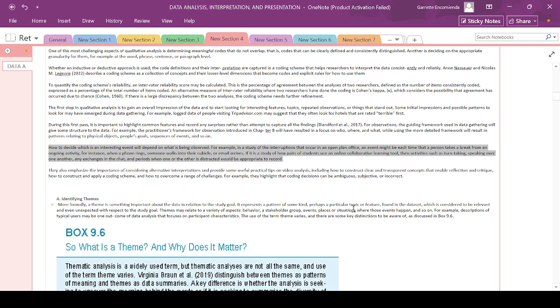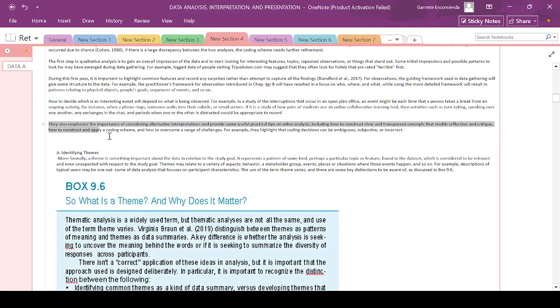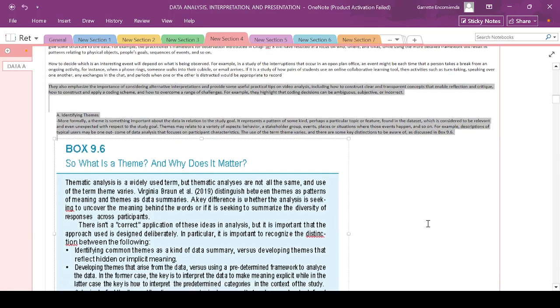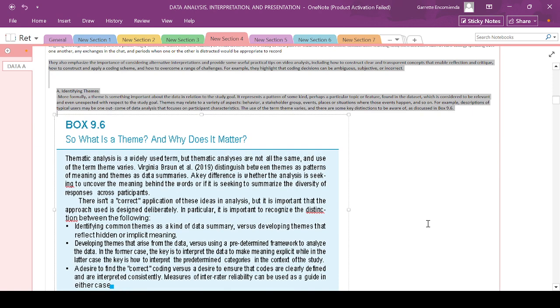They also emphasize the importance of considering alternative interpretations and provide some useful practical tips on video analysis, including how to construct clear and transparent concepts that enable reflection and critique, how to construct and apply a coding scheme, and how to overcome a range of challenges. For example, they highlight that coding decisions can be ambiguous, subjective, or incorrect.